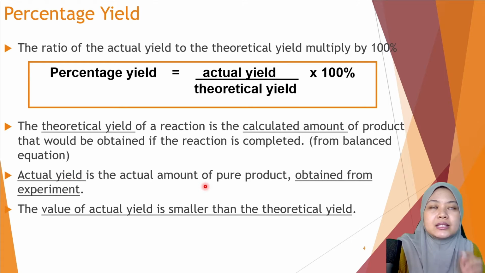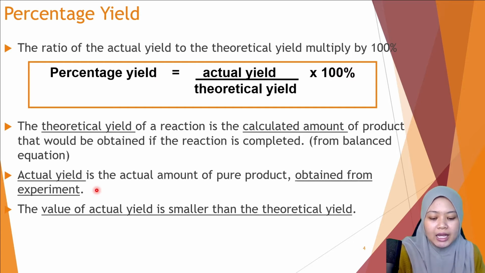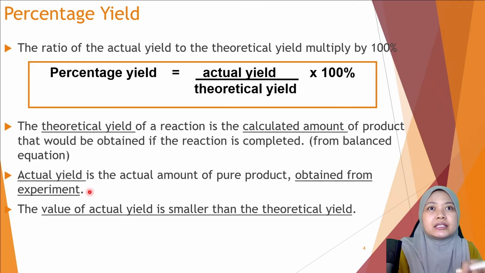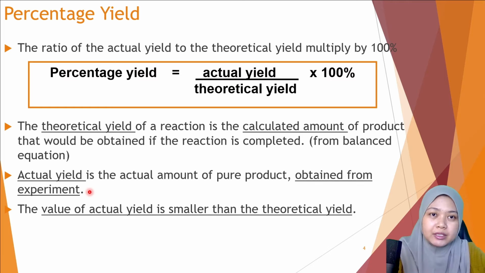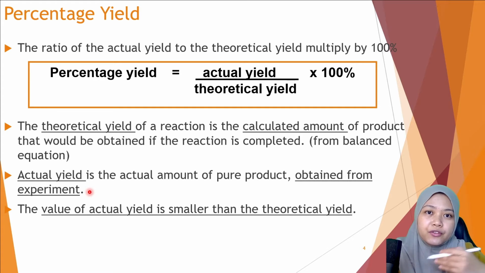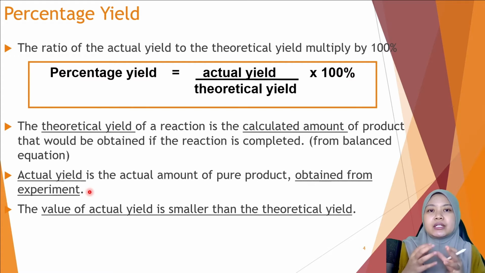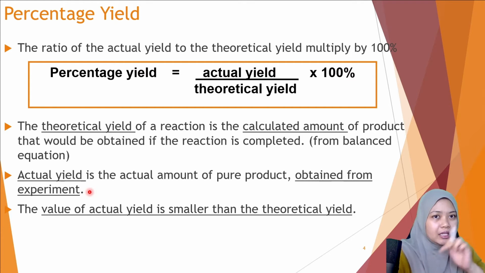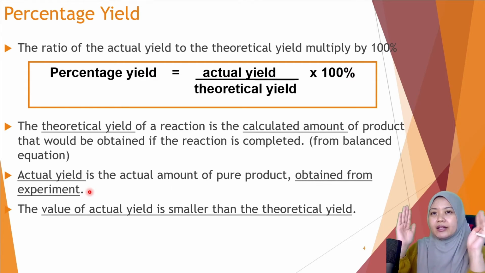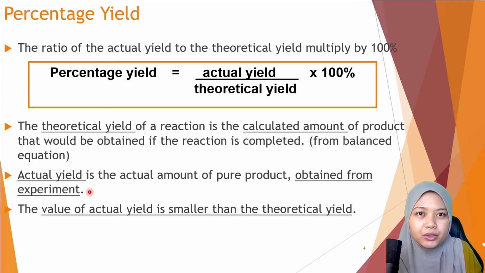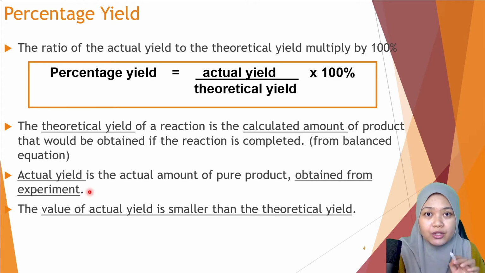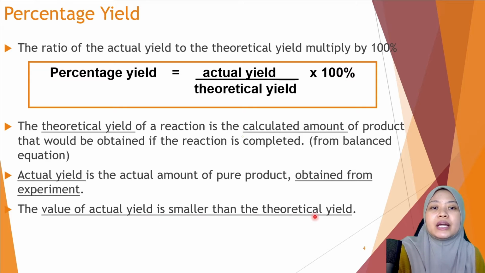Actual yield is the amount of product that is obtained from the experiment. Actually tu apa yang sebenarnya didapat. Theoretical you dapat daripada apa yang you kira. Selalunya the question will give you the actual yield. For theoretical yield, bila you calculate, you buat perbandingan reactant dengan produk, nilai produk yang you dapat tu we call as theoretical yield. To check your answer, your actual yield must be smaller than theoretical yield.